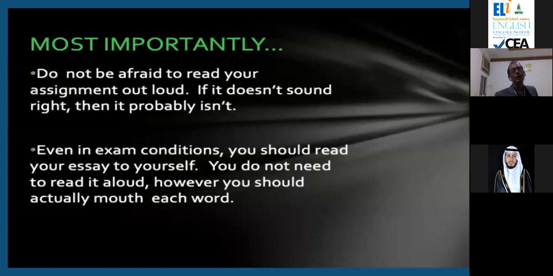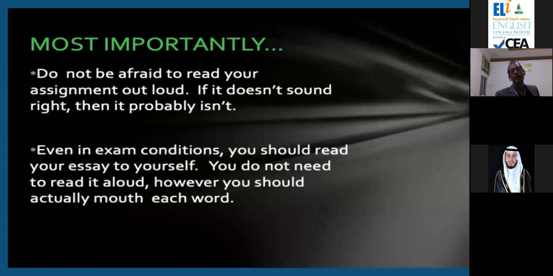This also gives you a sense of the smoothness, the flow, and the impact that you are going to have on the intended readers, the target groups that you're aiming to impress. If it doesn't sound right to you, it's not going to be right for others. So even in exam conditions, you should read your essay to yourself. I mean, in your head. You don't have to do it out loud, but you can do it in your head. I'm in the habit of doing it most of the time, even today.